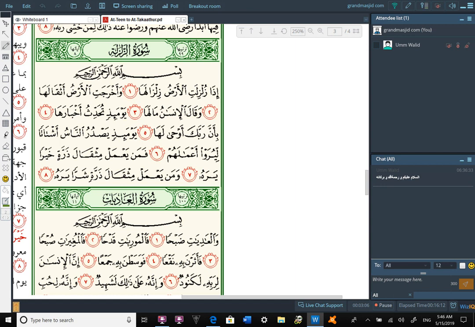Then we are on the 6th page from the back of the Mus'haf, dealing with Surah Al-Zalzalah and Surah Al-Adiyat. Surah Al-Zalzalah.